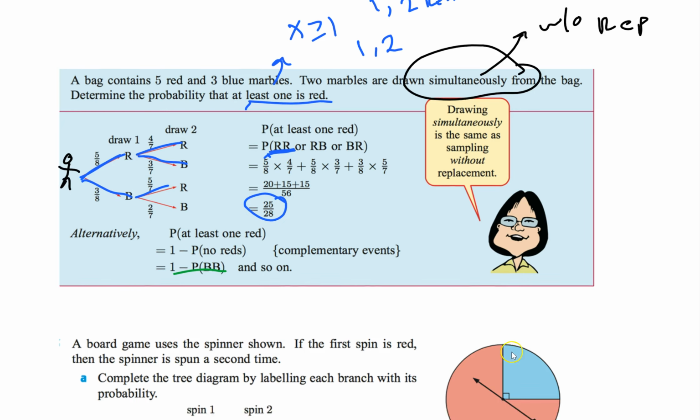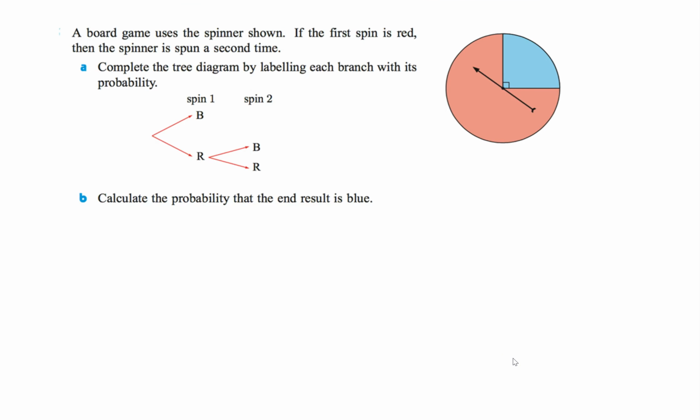Before we finish this video, let's go over the last couple examples. So look at this one. A board game uses the spinner shown. If the first spin is red, then the spinner is spun a second time. So if you spin it and you get blue, you're done. But if you spin it and you get red, you spin it again. So first thing I'm going to do is complete this diagram.